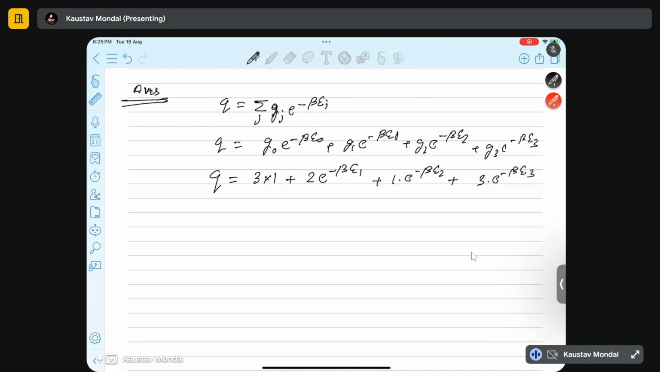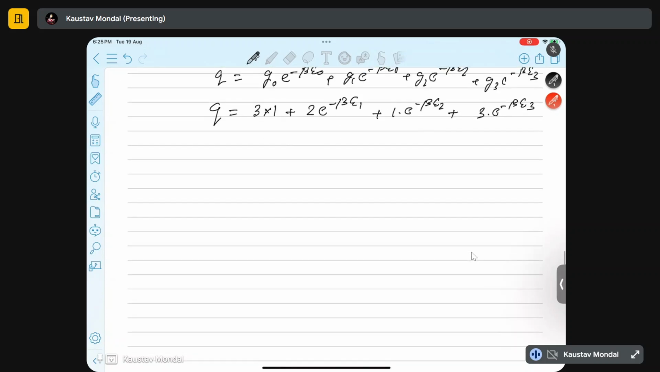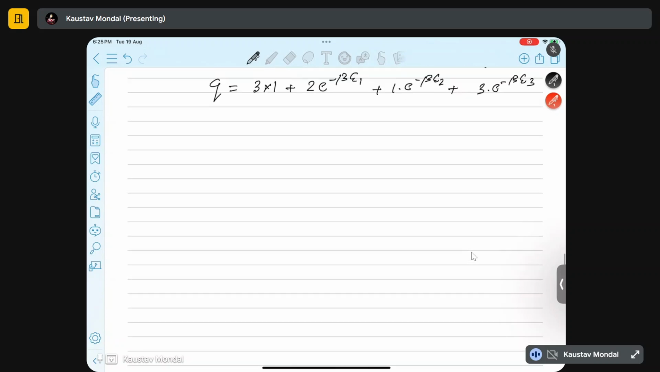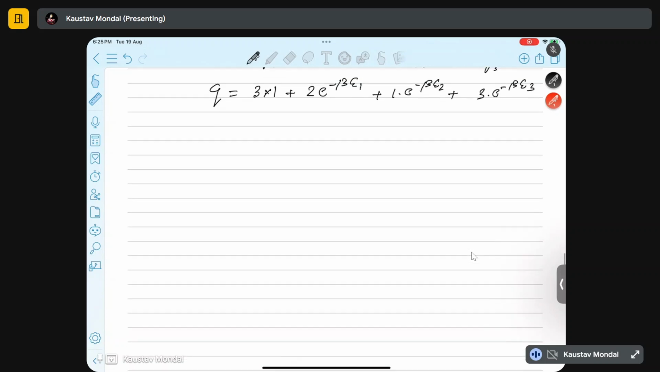This is the expression of the partition function of the system. Now, as we have derived the partition function of the system, from it we can calculate, first, the internal energy, right? So the internal energy is basically the internal energy.